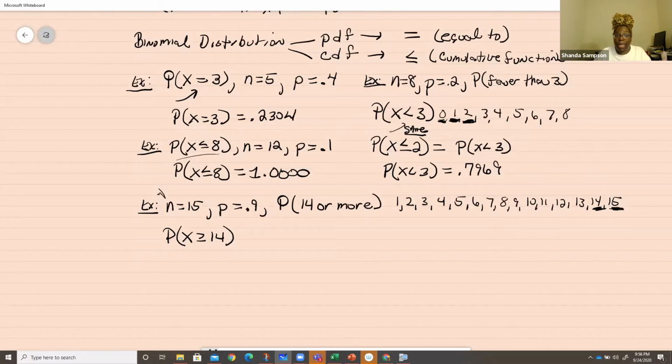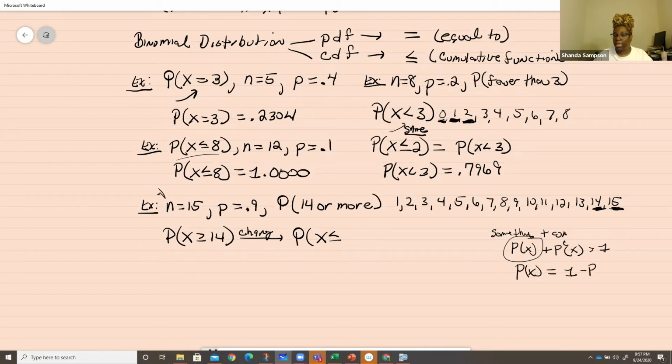So we have to somehow change this in a way that we can find the less than or equal to. So if you have x is greater than or equal to 14, what would change it into less than or equal to? In this case, we have to use the complement. We have to use its complement. Remember when I explained complements in the sections before, something plus its complement is equal to 1. P of x plus P complement of x is equal to 1. So if we want to get P of x, we might say that's 1 minus P complement of x will give us ultimately what we're looking for.